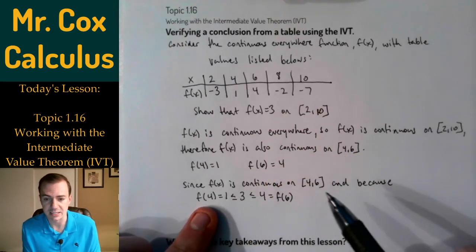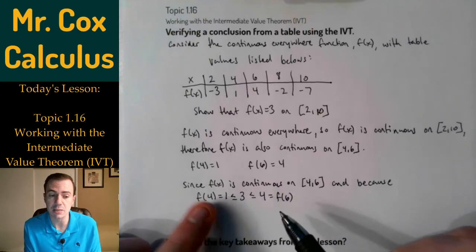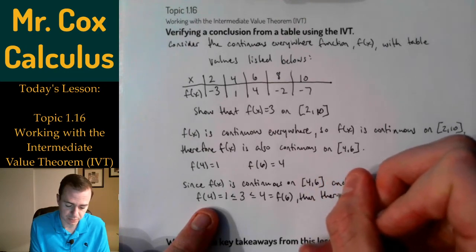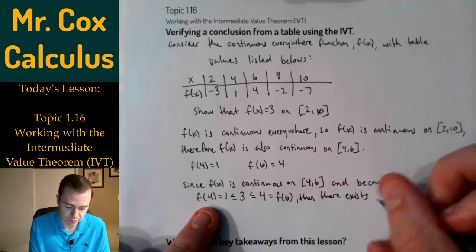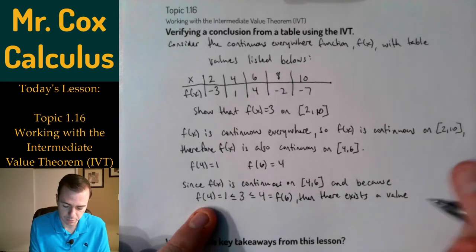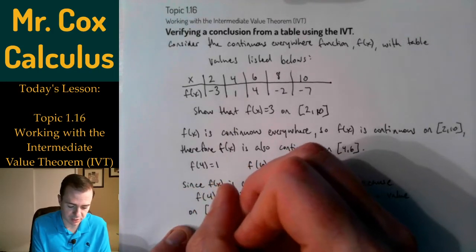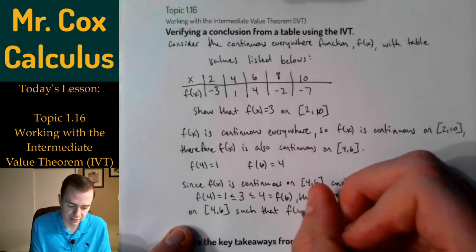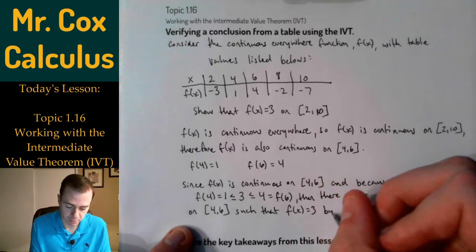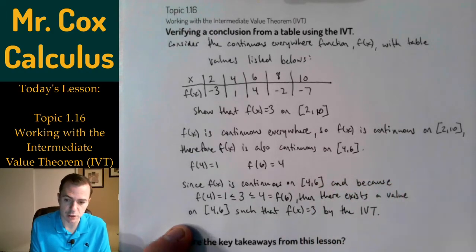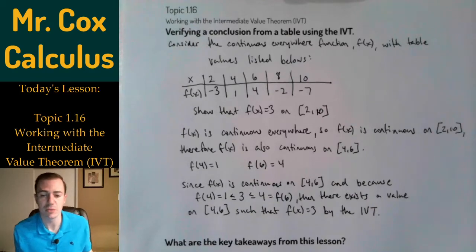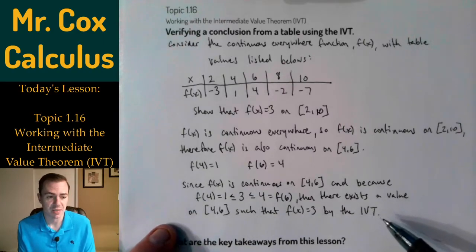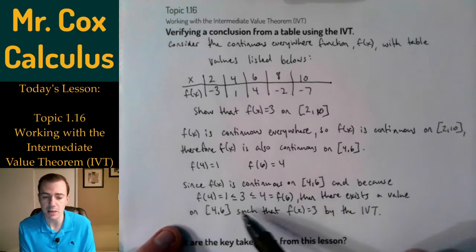So I have said it's continuous on 4 to 6, and 3 is in between f of 4 and f of 6. Then there exists a value on the closed interval from 4 to 6 such that f of x is equal to 3 by the intermediate value theorem. And again, when using this theorem, you do need to cite it, and you can abbreviate it. But there's your airtight argument, that there exists an f of x equal to 3 somewhere on the interval from 4 to 6.